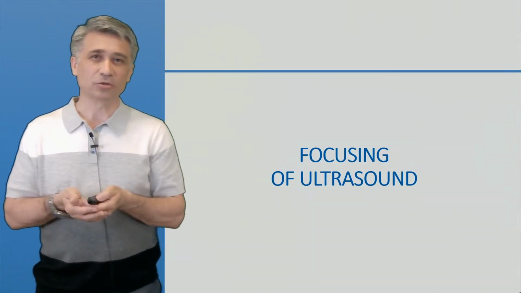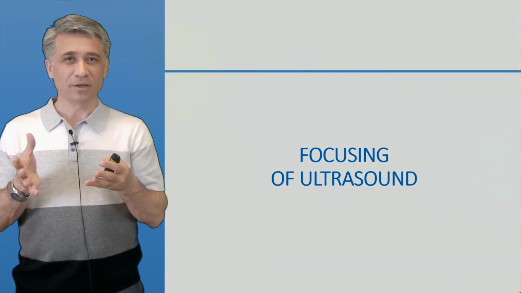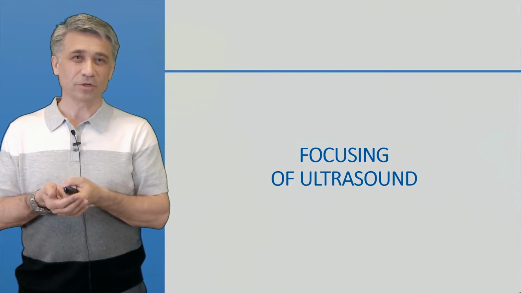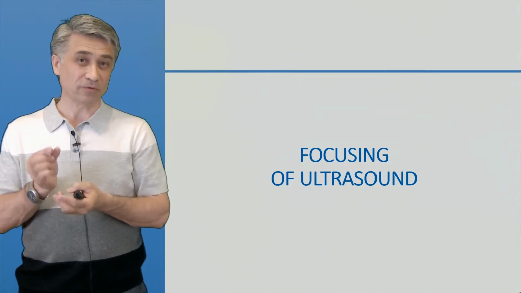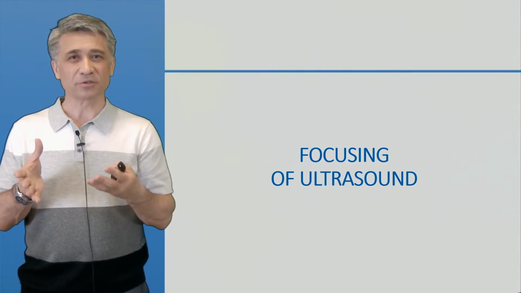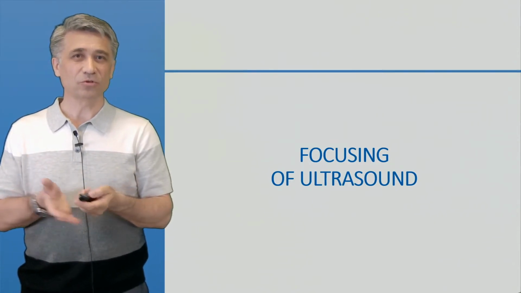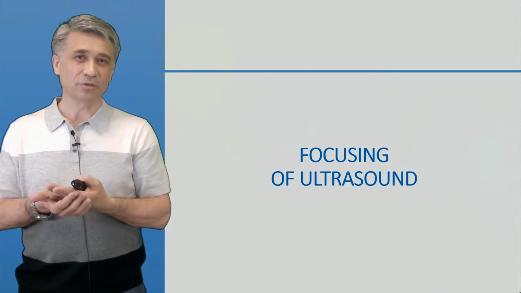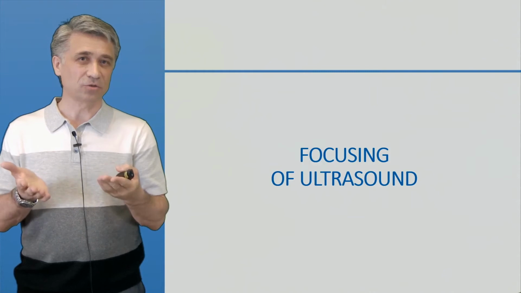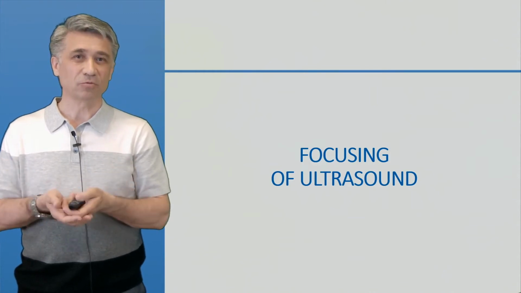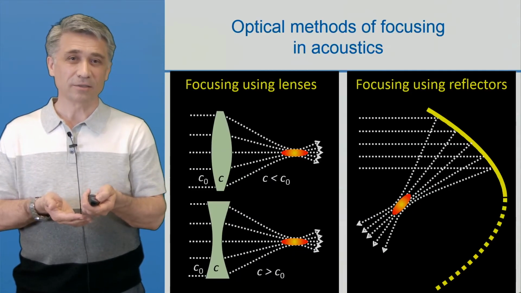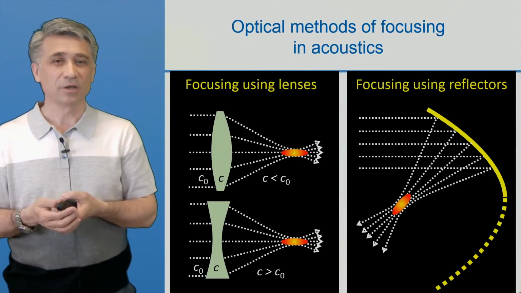Now we know how to generate ultrasound, and the next question is how to focus it. I mentioned that to focus you need a wavelength which is small compared to the size of the source. Imagine that we have this condition, and now what to do? Of course, the first thing that came to mind is to use optical approaches. What we do in optics, we use lenses, we use mirrors, right? And the same can be done with ultrasound.